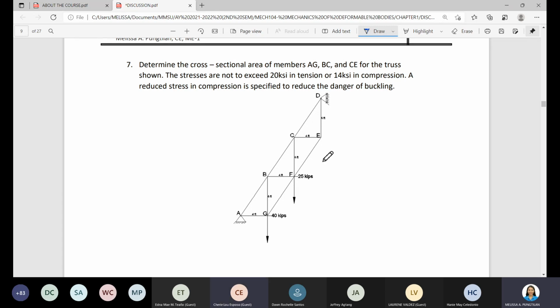So, this example is just the same nung thrust kanina. Nag-iba lang yung orientation. So, ang gagawin nyo lang naman dito is to solve for the reactions first dito sa A and then reactions at D. And then, solve for, ano ba yung nire-require? AG daw. AG, BC, and CE. Kunin nyo yung mga internal forces dito sa mga member na to. And then, kung tension daw, gamitin yung stress is 20 KSI. And then, pag compression, 14 KSI.